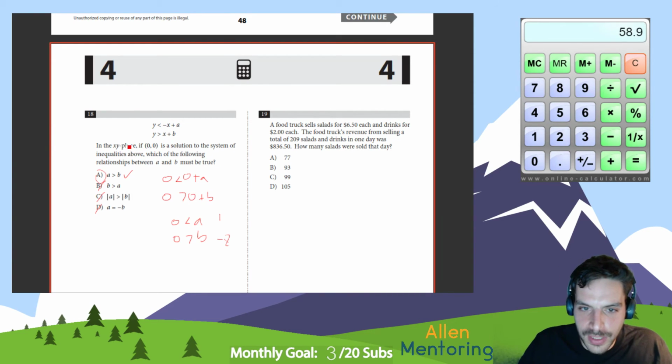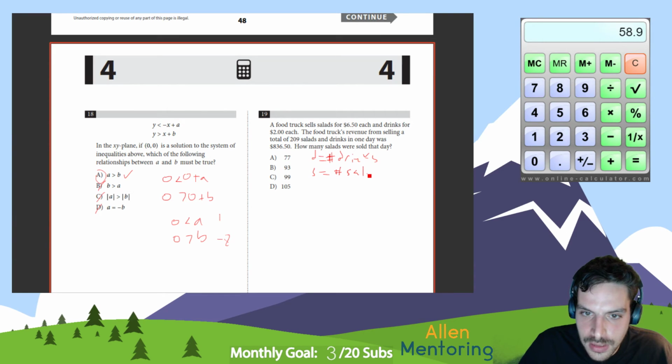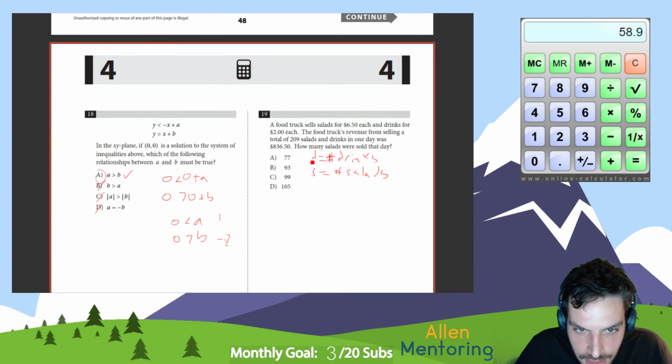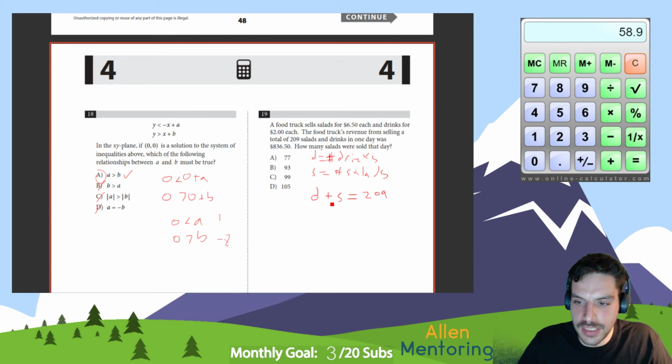So how do we set up the system of equations? Well, first we want to set one of these to be x or y, or in this case we could do d and s, right? So d is going to be equal to number of drinks, s is going to be equal to number of salads, and this is sold, right? Number of drinks sold, number of salads sold. So we see that they sold a total of 209. So the number of drinks sold plus number of salads sold is equal to 209.